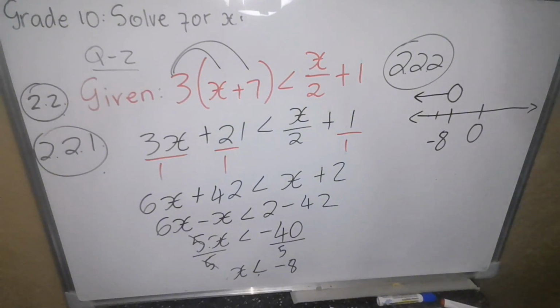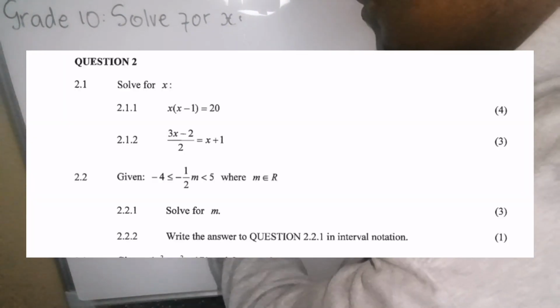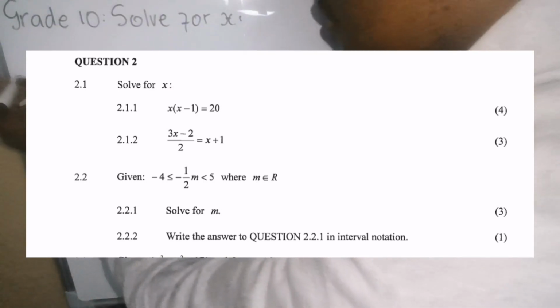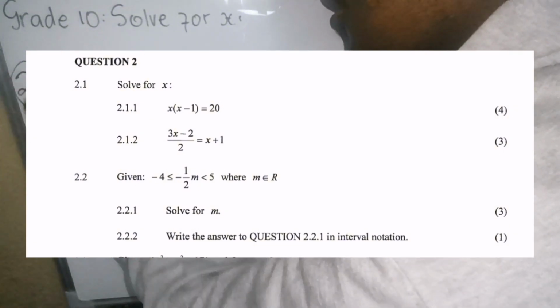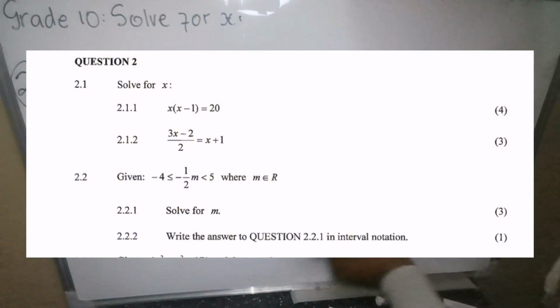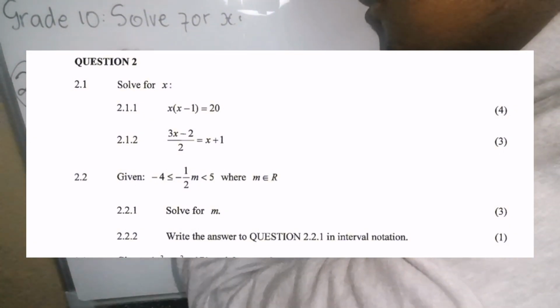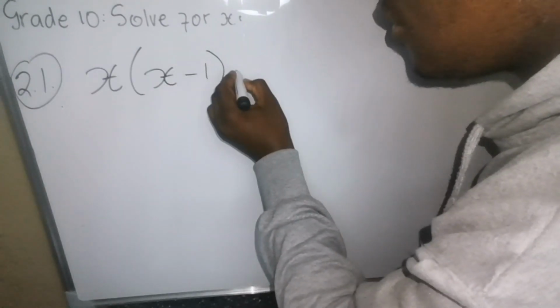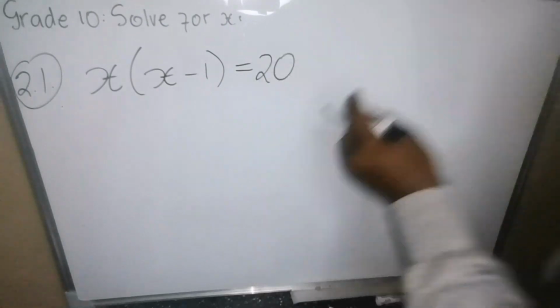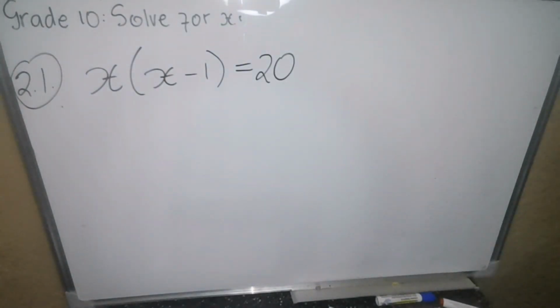Let's go to the 2016 question paper. I give 2.1. It says solve for x, where x into bracket x minus 1 equals 20. Solve for x. Guys, I've already spoken about it. You can solve for x.